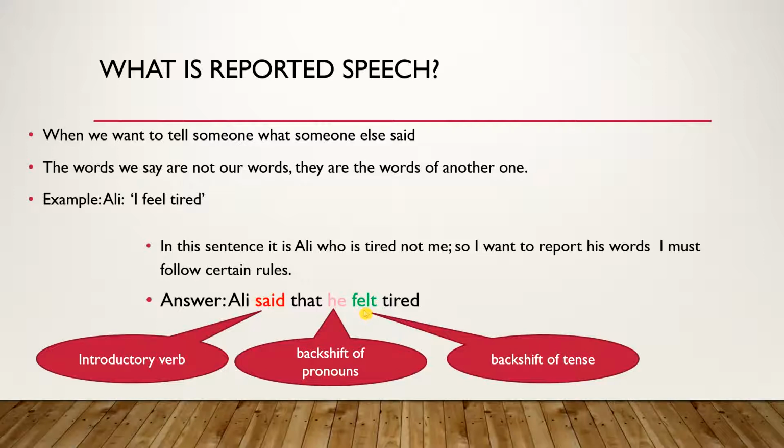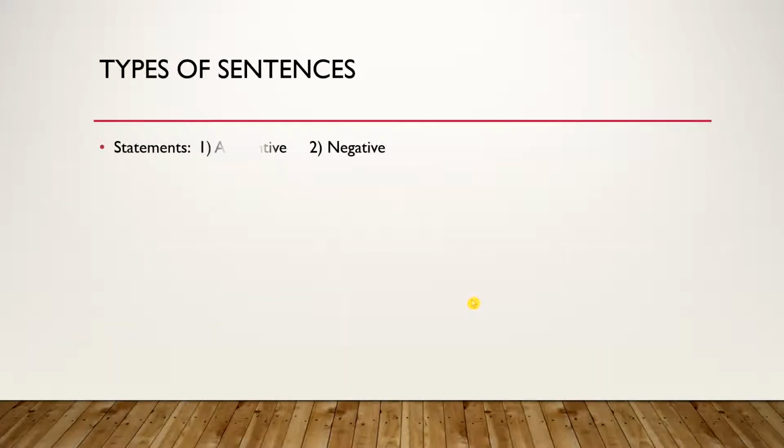We have other things that you need to pay attention to. As you notice, the inverted commas are omitted. And we'll see in other examples, when we have time expressions like now, tomorrow, today, etc., we need to change these words too. So we have three types of sentences: statements, affirmative and negative, are two types of statements.